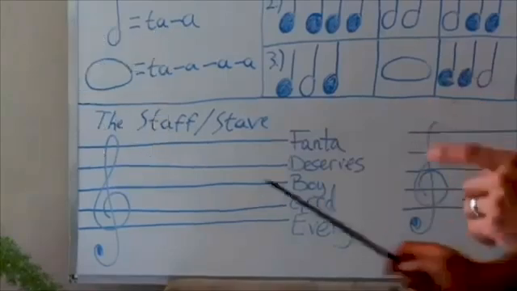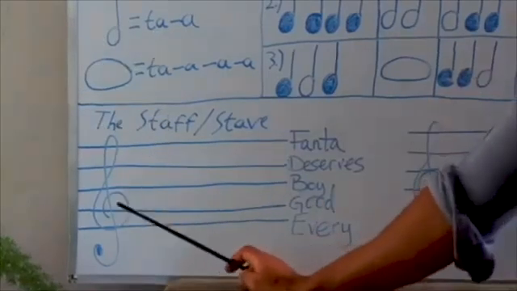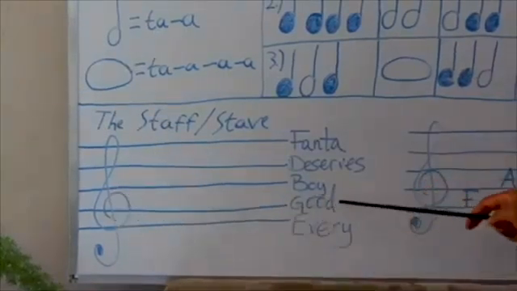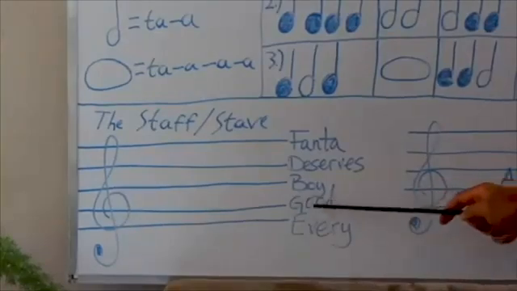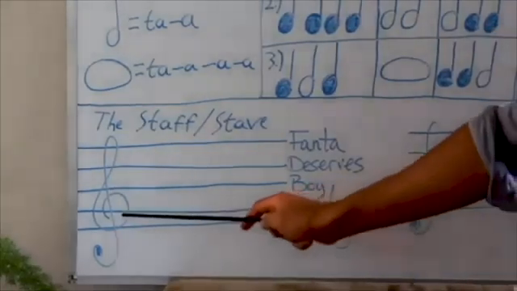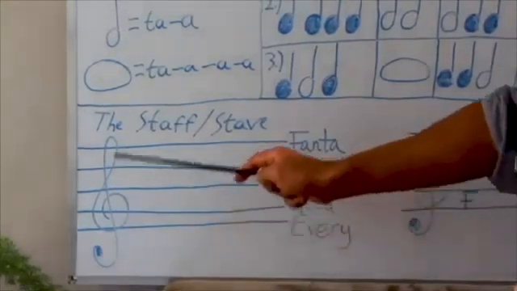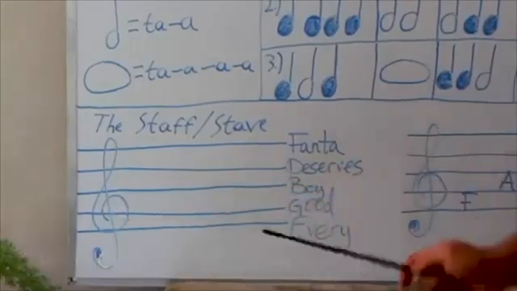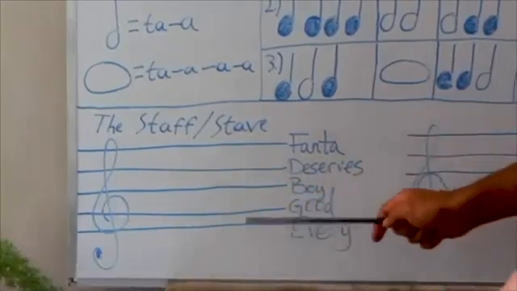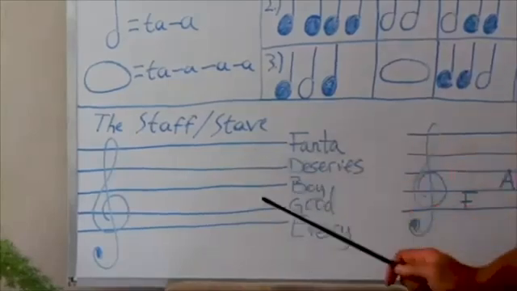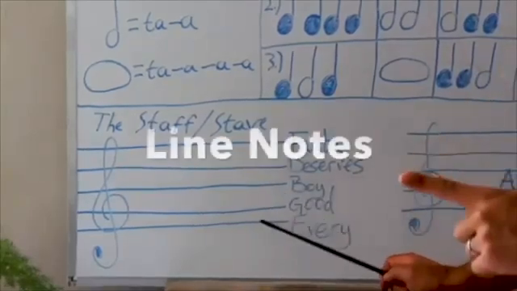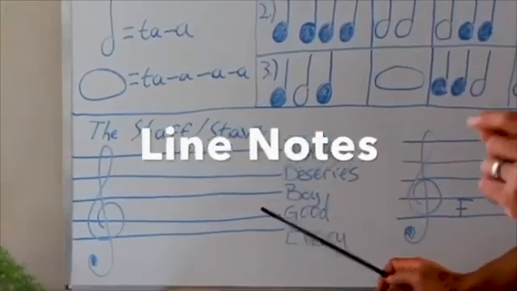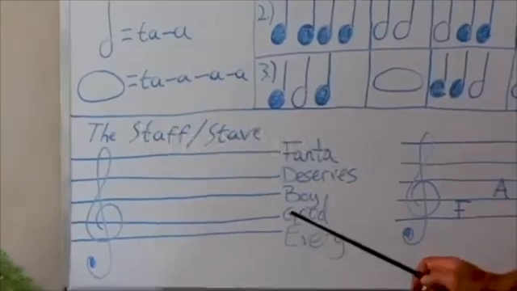Now I told you we're going to find out why this is called the G clef. Well, looky here. The G line goes all the way here and is being circled by the G clef right here. That's why it's called the G clef, or the treble clef. So every good boy deserves Fanta, E, G, B, D, F. Now these are only for the lines. Make sure you never forget that. This is only for the lines.